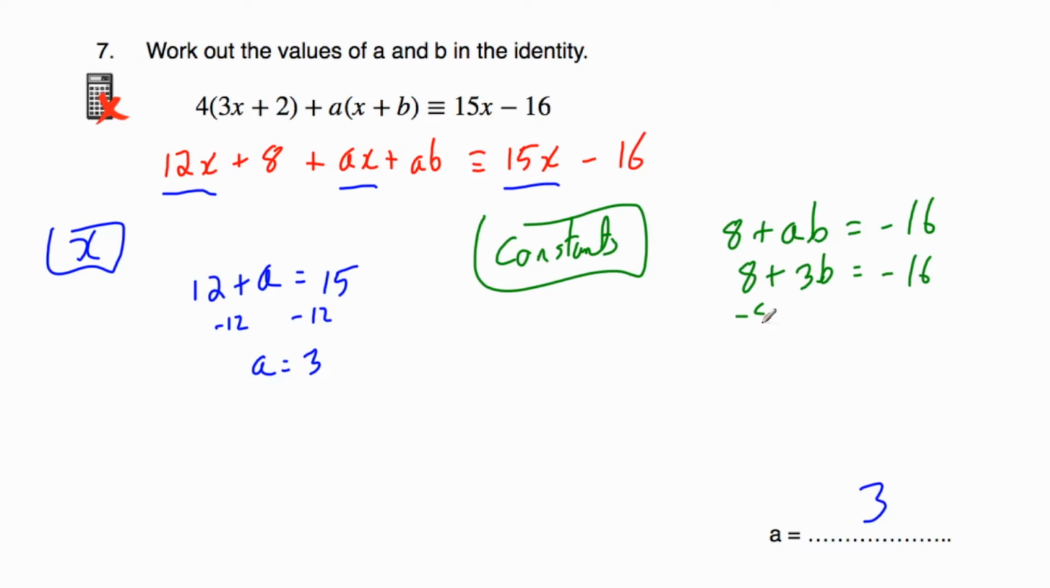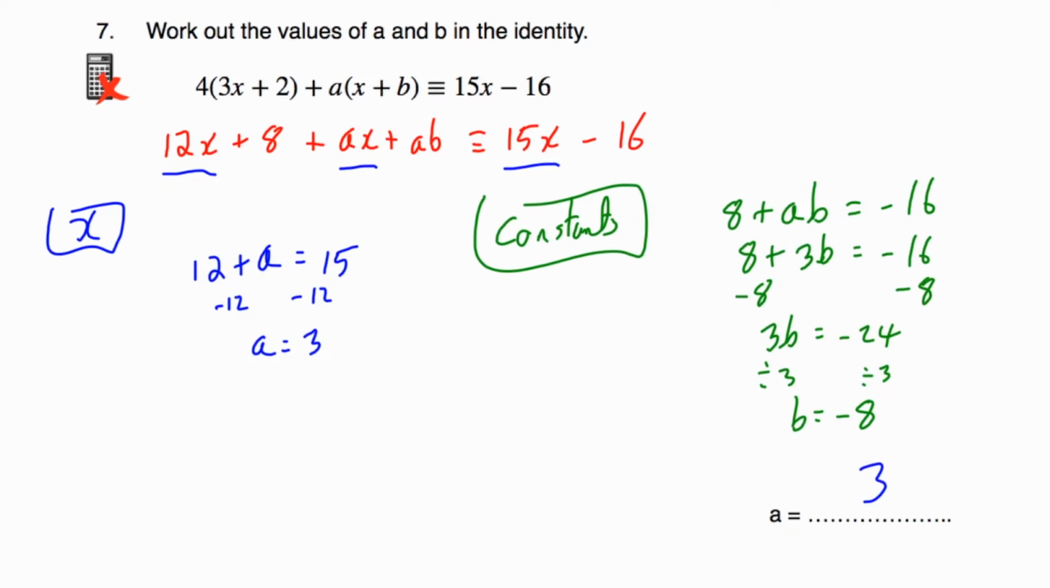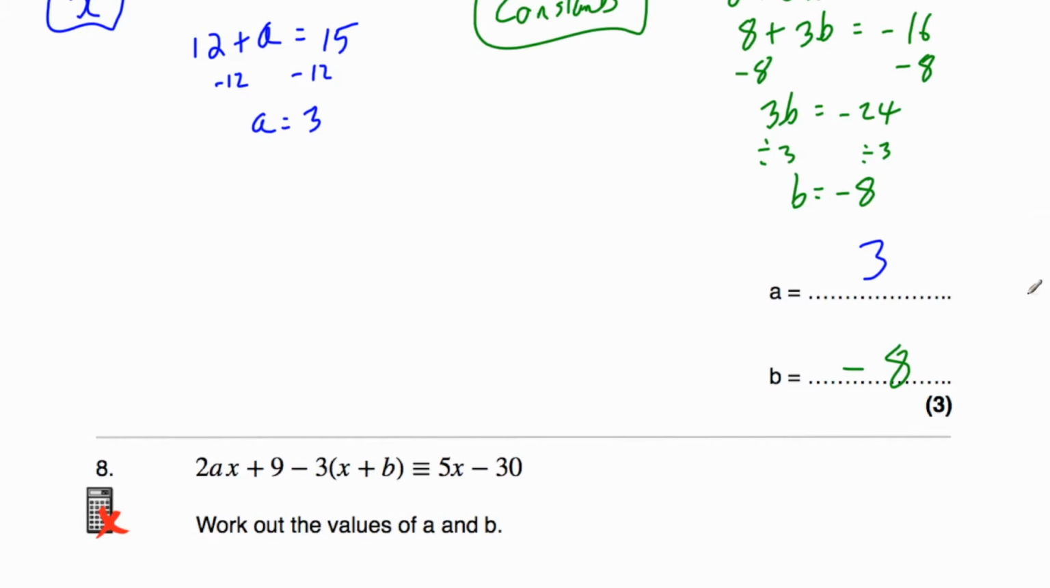And if we take away 8 from both sides, we get 3b is equal to negative 24. And if we divide by 3 and divide by 3, b is going to be equal to, well, 24 divided by 3 is 8, so minus 24 divided by 3 would be minus 8. So b would be minus 8, or negative 8. And that's it. So a is equal to 3 and b is equal to negative 8.